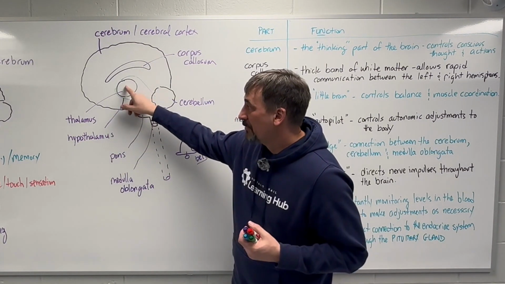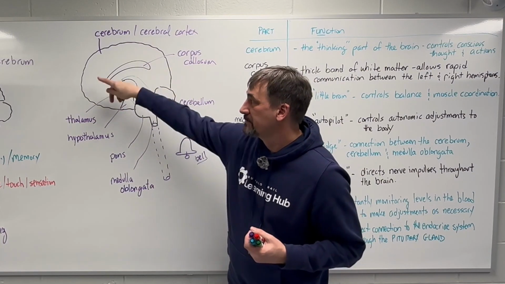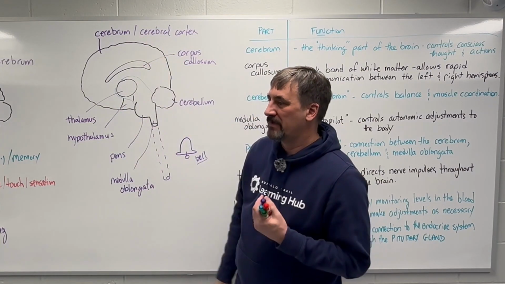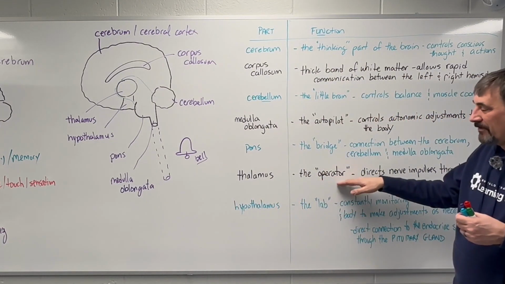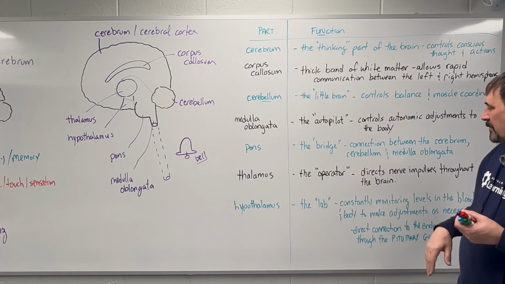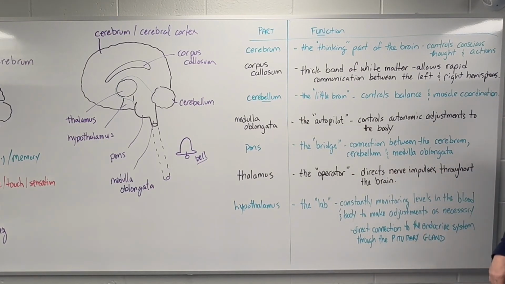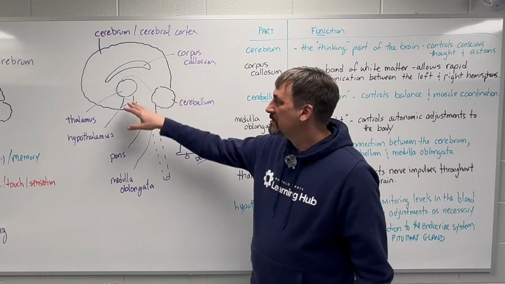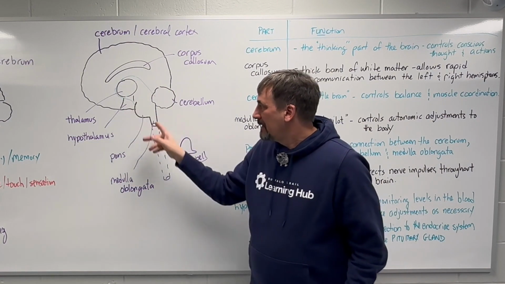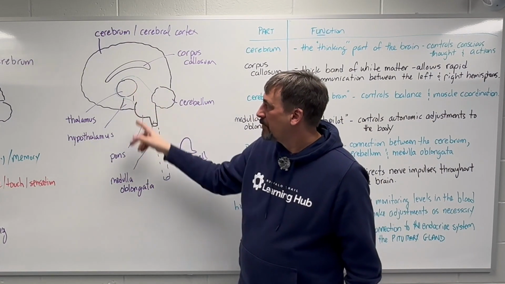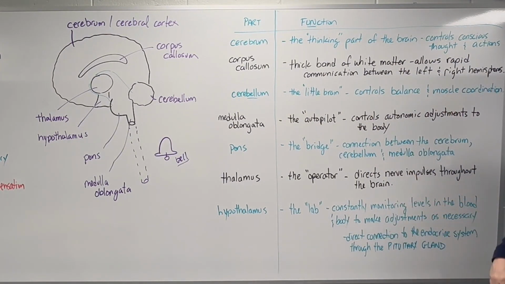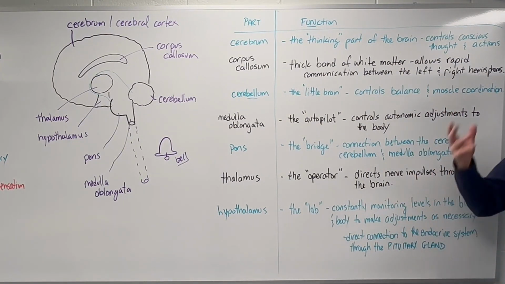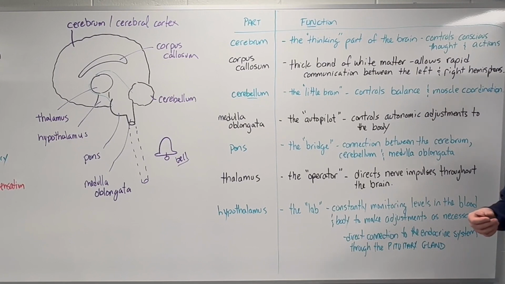Anyway, that's the operator that directs the calls to every appropriate place in the brain. That's the thalamus's job, so that's why I've always remembered that the thalamus is the operator. It directs nerve impulses throughout the brain. Right below the thalamus is the hypothalamus. If this is the autopilot and this is the operator, this is the lab. The laboratory person there is always monitoring everything going on in your body and making adjustments as necessary.